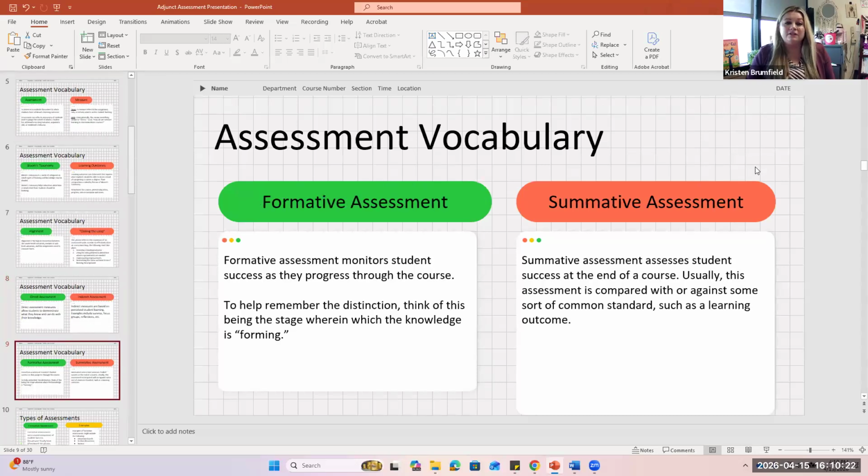Then we have formative and summative assessment. You likely already have a good idea of what these are, but formative assessment monitors student progress as they're going through a course. To help remember the distinction, think of this as the stage in which the knowledge is starting to form and is forming. Summative assessment assesses student success at the end of a course, usually compared against some kind of standard like a learning outcome.